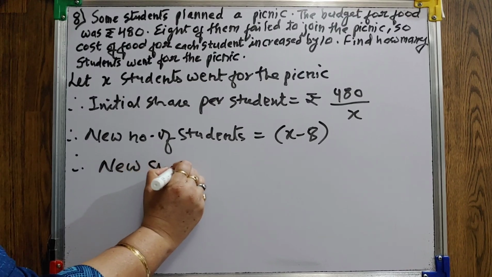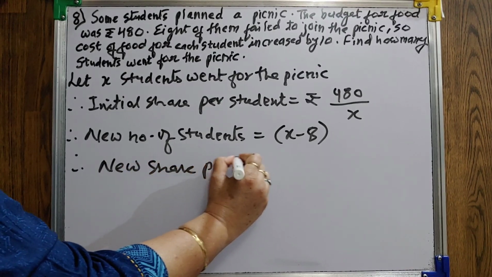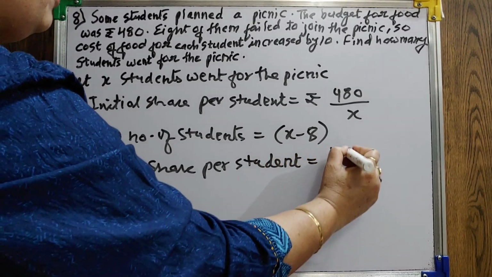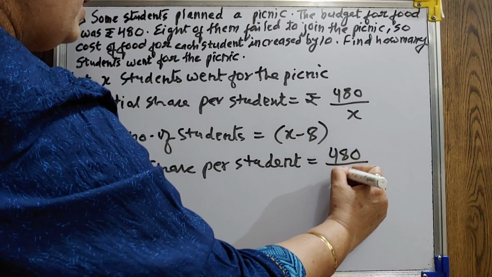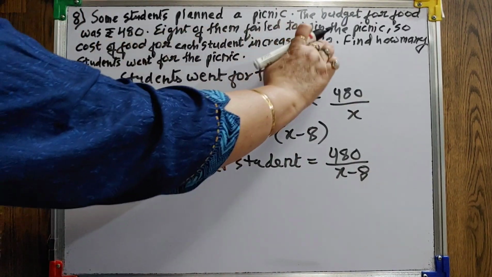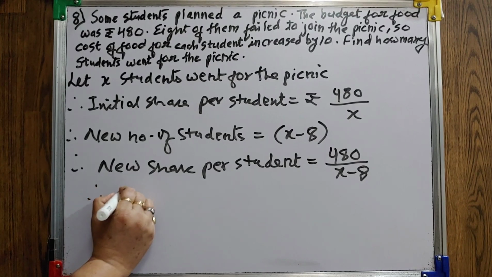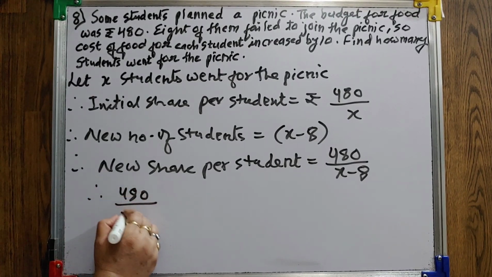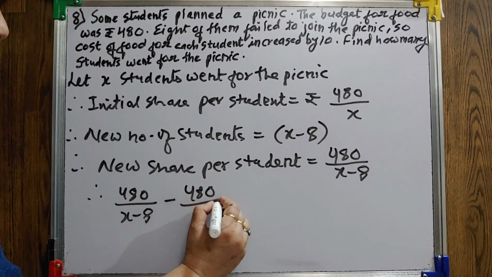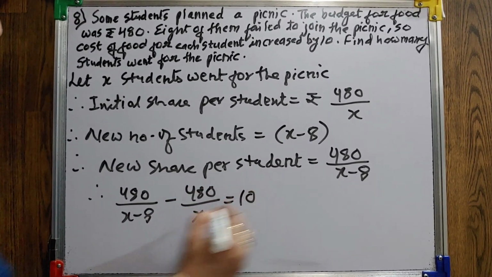So new share per student will be 480 divided by x minus 8. Now this share will be more. Now the difference of both is 10. So 480 upon x minus 8 minus 480 upon x will be 10.